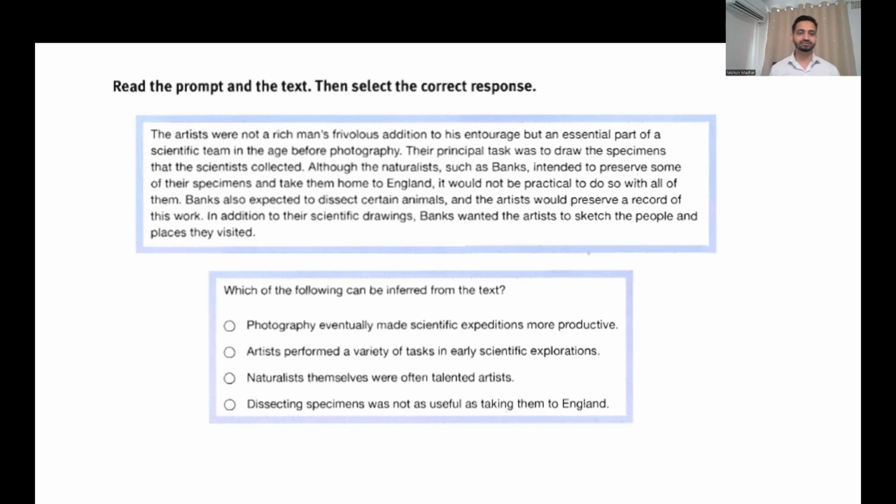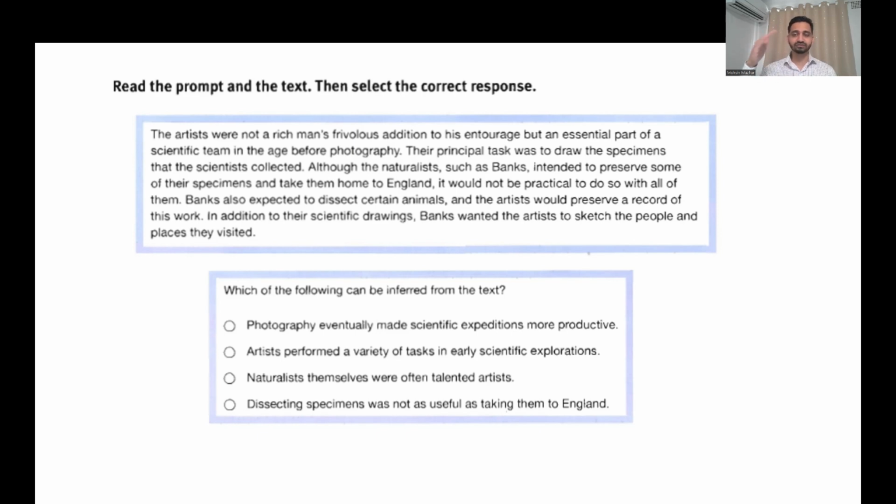So let's read the first option here. We've got photography eventually made scientific expeditions more productive. Nowhere in the passage does it say that photography eventually made scientific expeditions more productive. It doesn't talk about photography being more productive than the artist's work. So I can eliminate that straight away because I already have the background. Artists performed a variety of tasks in early scientific explorations. Now this sounds like the summary that I came up with.